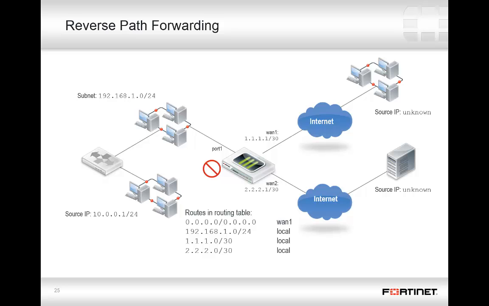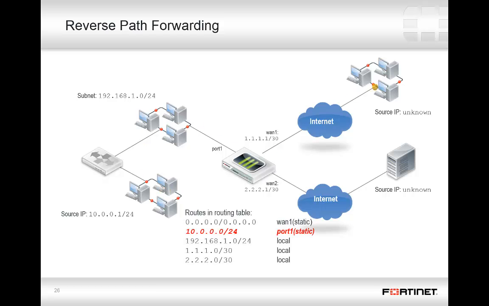The reason is because of the subnet for the computers. They're in the 10.0.0.0/24, and there's no route for that subnet in the routing table through that interface, port 1. So anything coming from 10.0.0.0/24 to that interface will be dropped because that subnet cannot be routed back.